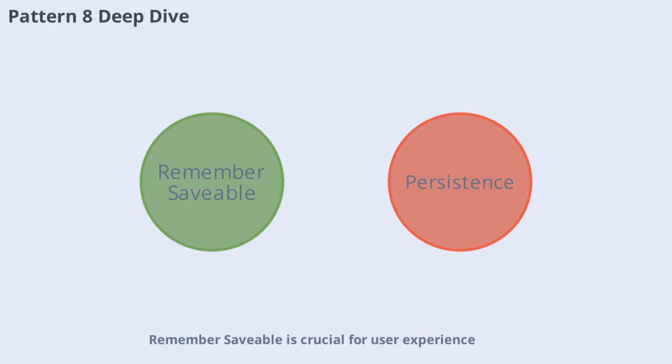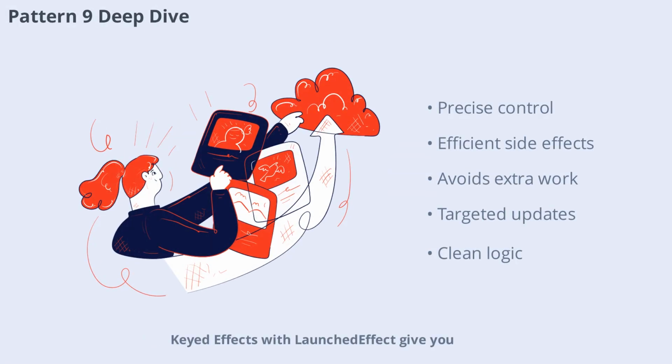Remember, rememberSaveable is crucial for user experience. It ensures that important state, like user input, isn't lost during configuration changes. This leads to happier users and fewer support issues. Keyed effects with LaunchedEffect give you precise control over when side effects run. By tying effects to specific keys, you avoid unnecessary work and keep your app efficient.